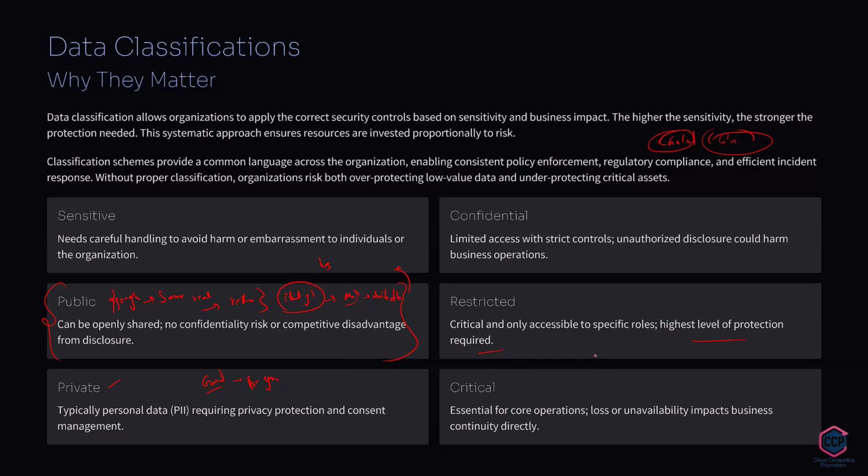Critical data is essential for core operations, and its loss or unavailability has an impact. For example, if a financial document, the number of days an employee worked, or what we did for an organization were deleted, there would be a business impact, right?